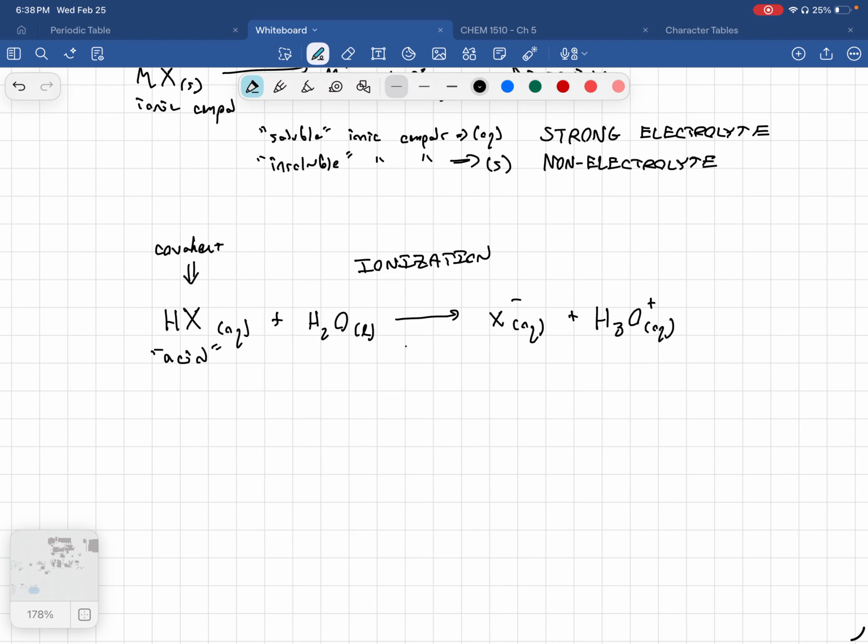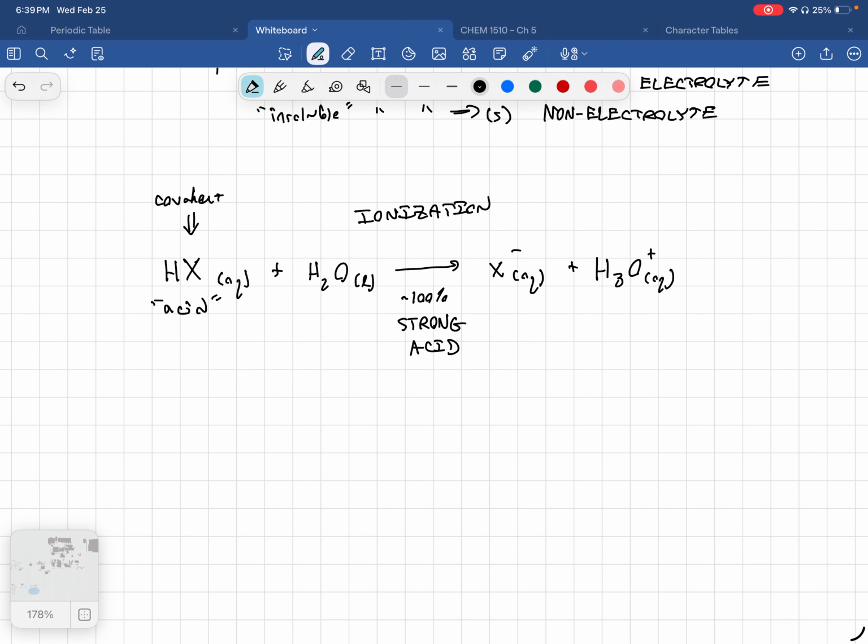Now, if it does this to approximately 100%, we would call this not only a strong electrolyte, but a strong acid. That means effectively every molecule of HX has ionized to form an X minus anion and an H3O plus cation, which was formed from the water with the H plus.